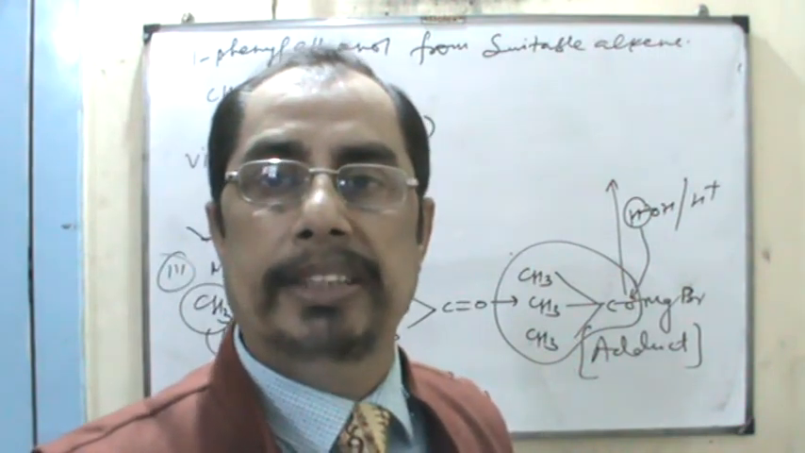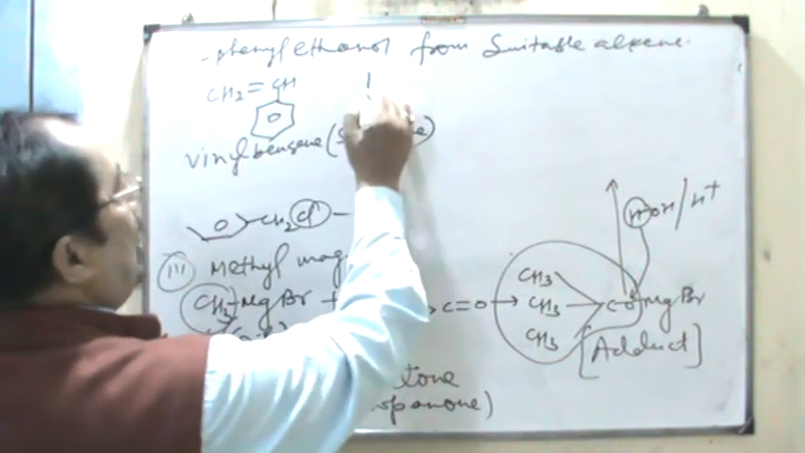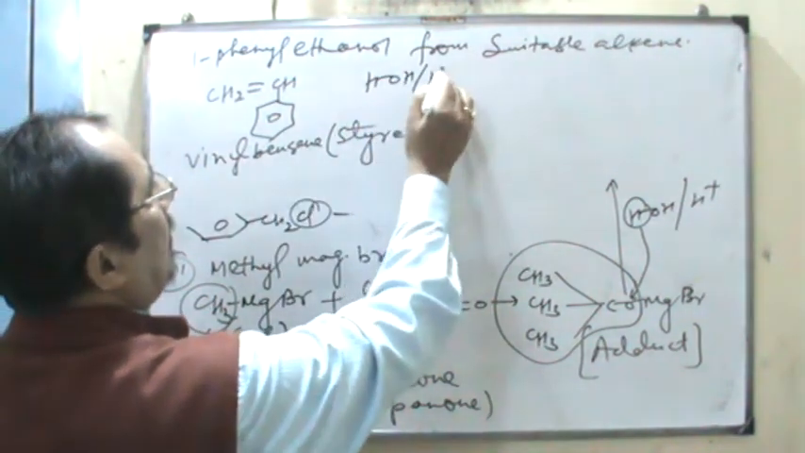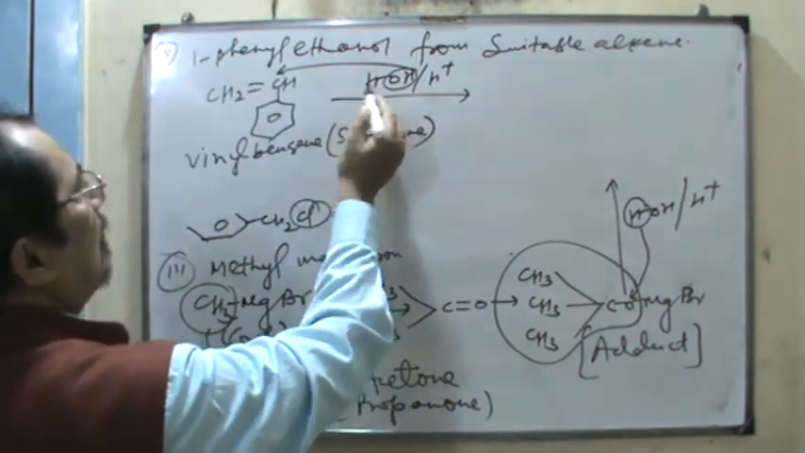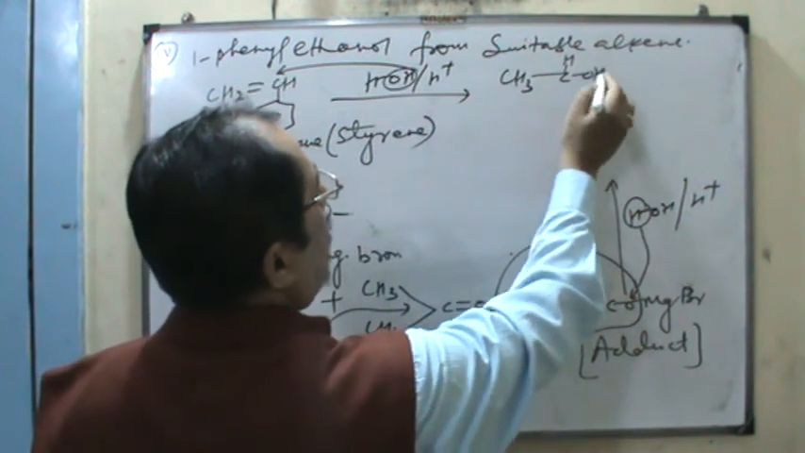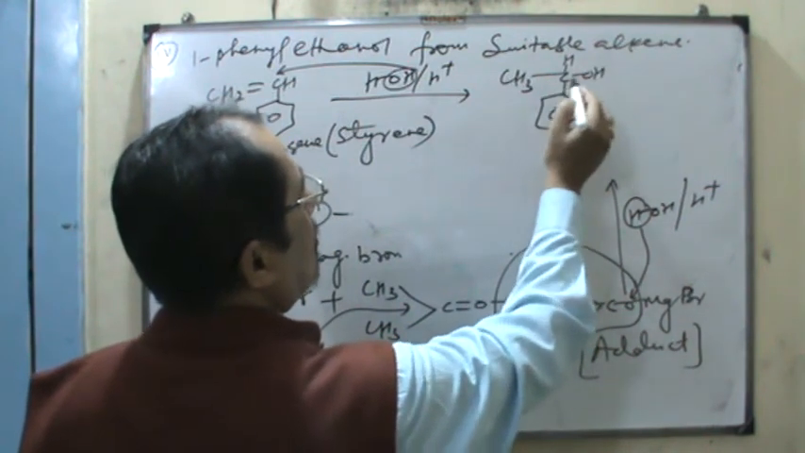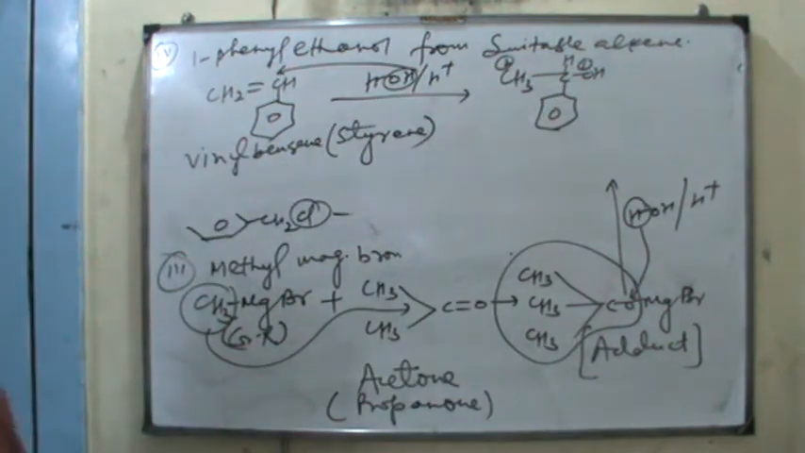Polystyrene is one of the important commercial products of polymer chemistry. So you apply the Markovnikov rule. In acidic medium, OH should be there at one point and H at the other: CH3, CH, OH. This is 1-phenyl ethanol. That is what it is.